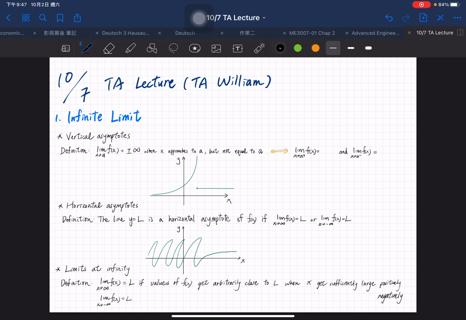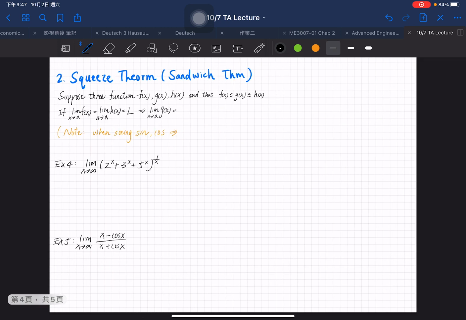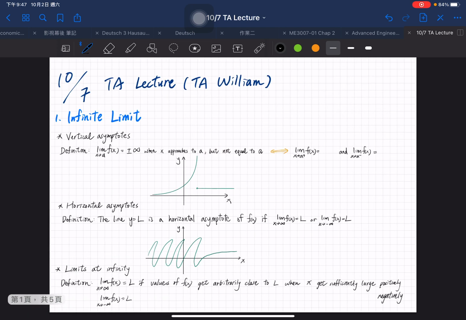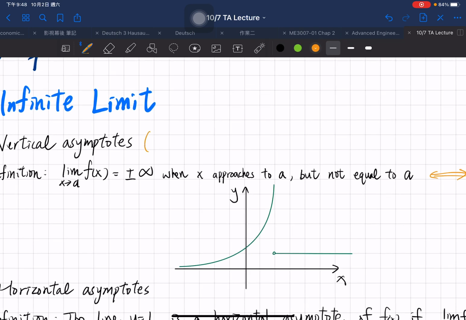So today I'm talking about infinite limits and also about another important theorem, which is called the squeeze theorem. Okay, so let's get started. The first part will be the vertical asymptotes. In Chinese, it is called 垂直渐近线. If you want to know the Chinese, it is 垂直渐近线.